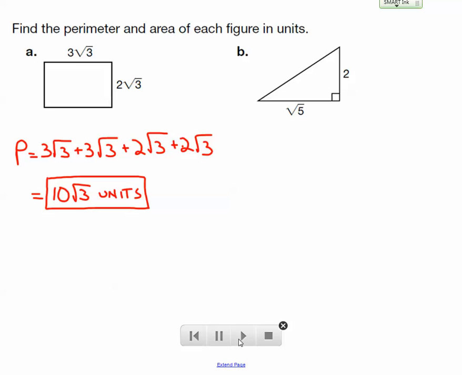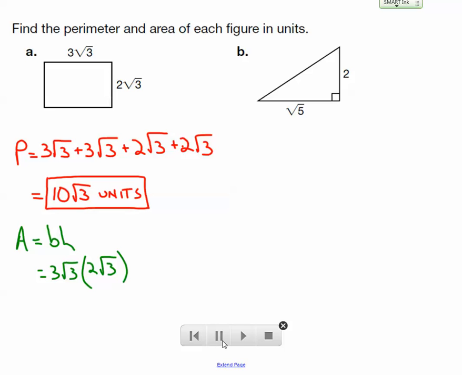Now as far as area, the area of a rectangle is length times width, or base times height. So we'll do 3 times the square root of 3 times 2 times the square root of 3. Base is 3 times the square root of 3. Height, 2 times the square root of 3. And we'll multiply these numbers. Now, it's multiplication. We can do this in any order we want because multiplication is commutative.